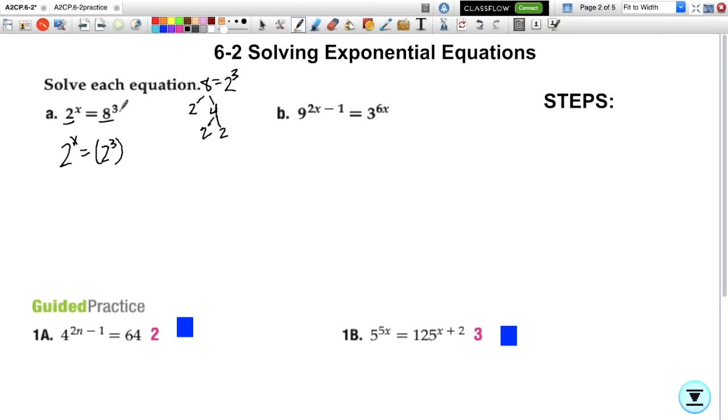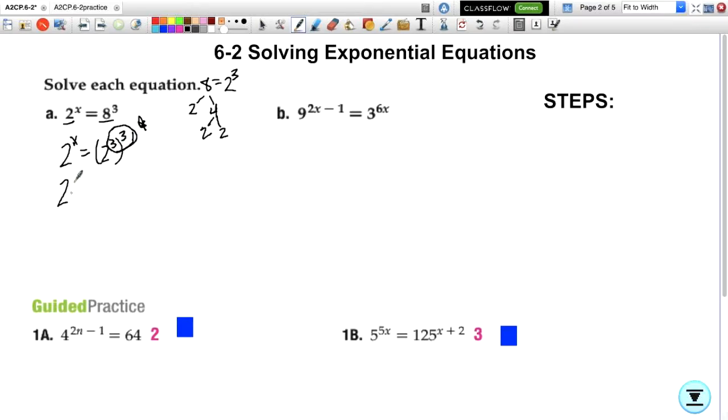Now this 3 is on the outside. I still have to put it on the outside of my parentheses because it was attached to the 8. Now hopefully you're like, oh, Mrs. White, this looks funky, but it looks familiar, right? This is one of our exponent rules. When we have an exponent raised to another exponent, we should multiply, okay? And that's the power to power rule.